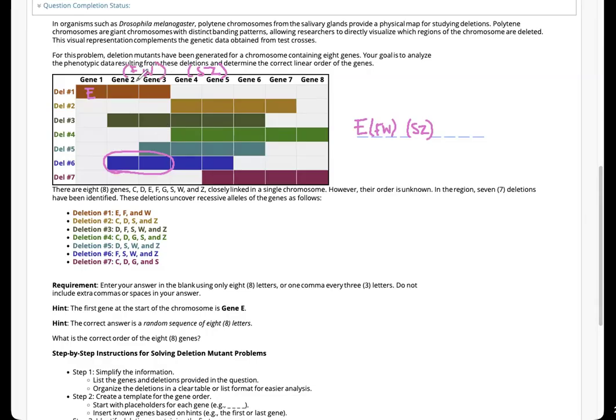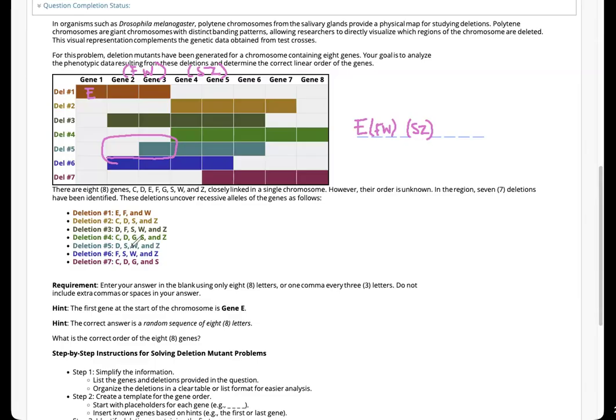Now, is there one that will help us determine the F and W order? We need a deletion mutant that has one but not the other. Deletion 5 is the one to look at. Deletion 5 will contain gene 3, but not gene 2. So if deletion number 5 contains a W, then we know W is gene 3. If deletion 5 contains an F, then we know F is gene 3.